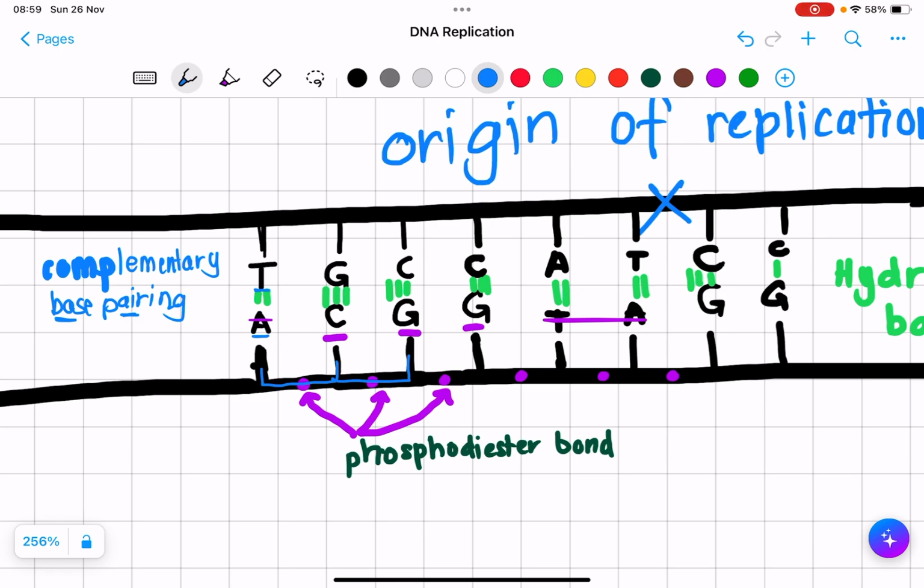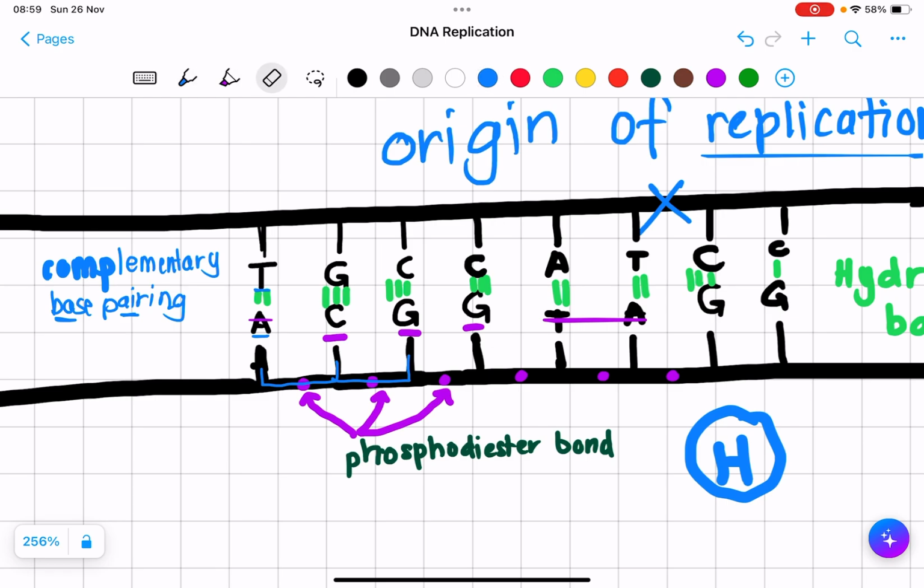So, apa helicase akan buat? Okay, helicase ni dia akan bind to origin of replication. DNA helicase will bind to origin of replication. Origin of replication is the starting point to separate the hydrogen bond, to unwind the DNA, parental DNA strand.